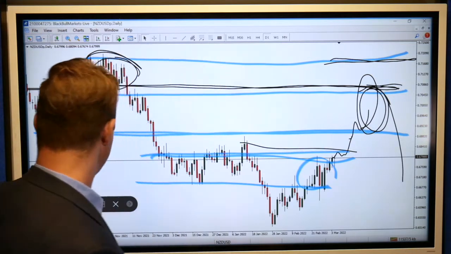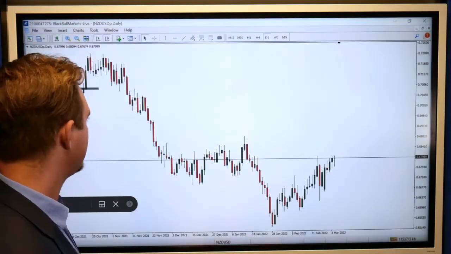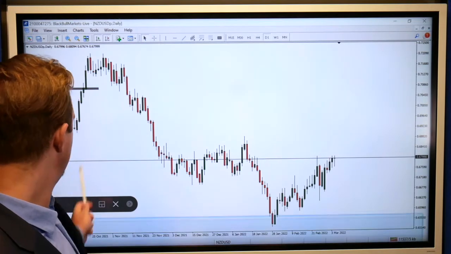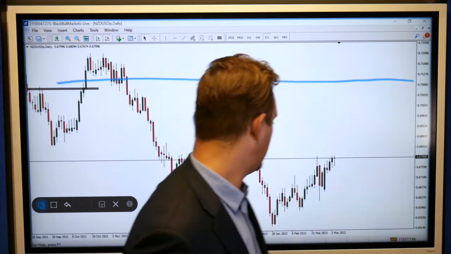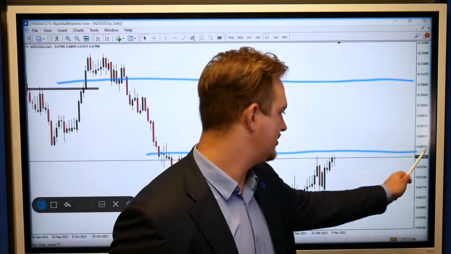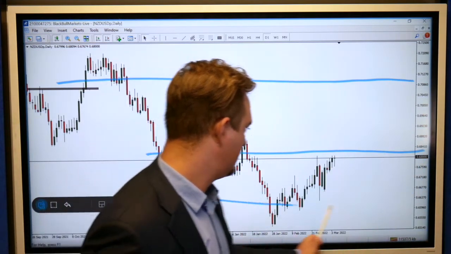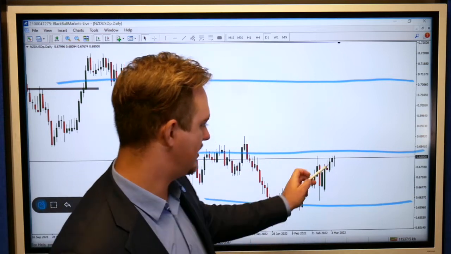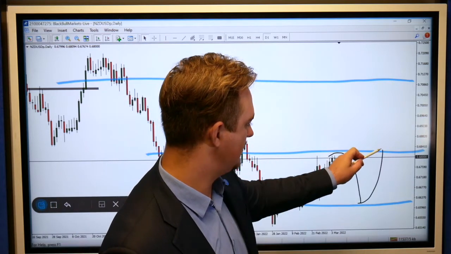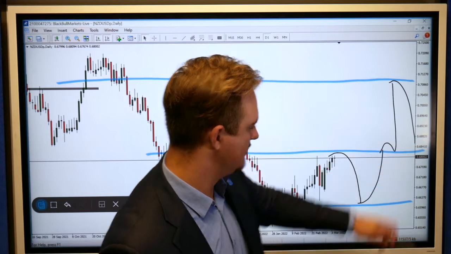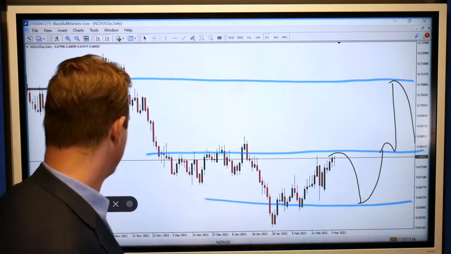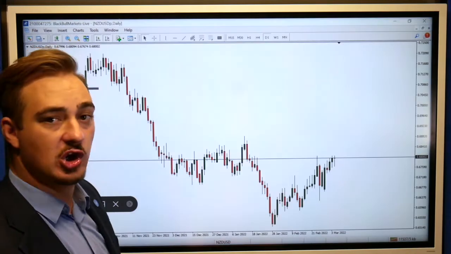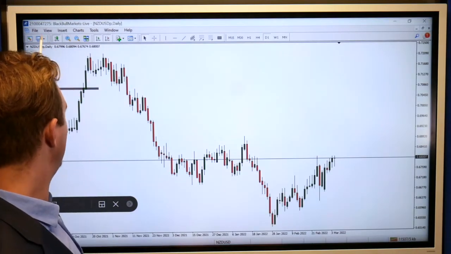Because as swing traders, guys, or as any traders really, we are just trading from zone to zone. That's really all we're doing as traders, okay? We're just following what the market gives us, looking at the support, looking at the resistance, and following along.